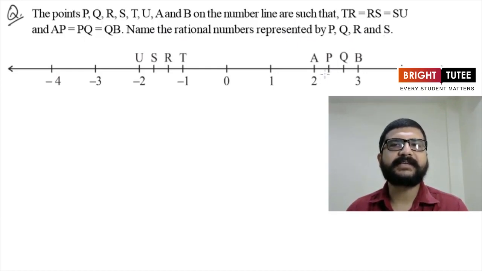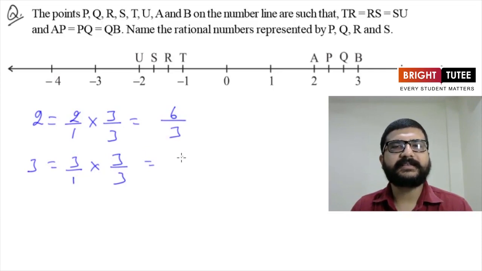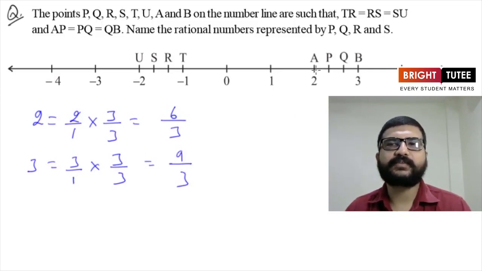So let us see first for P and Q. Here, as we can see, P and Q are the 2 markers between 2 and 3 and they are dividing this region into 3 equal parts. So let's write this 2 in its equivalent form in which the denominator is 3. We can write 2 as 2 upon 1. Now let's multiply this with 3 upon 3. So this is 6 upon 3 and then the number here is 3. We can write it as 3 upon 1 and then again with 3 upon 3. Now this is 9 upon 3. So this 2 is 6 upon 3 and here it is 9 upon 3.